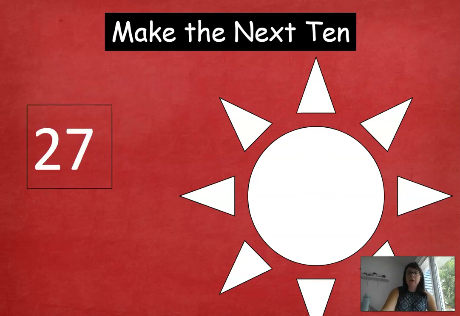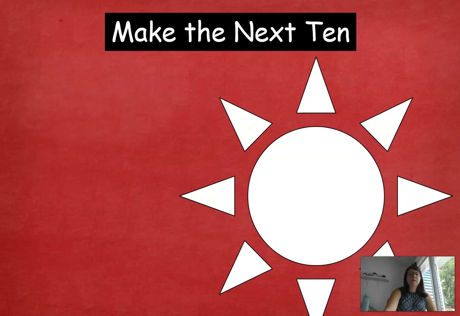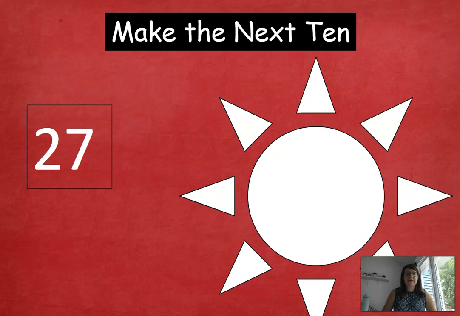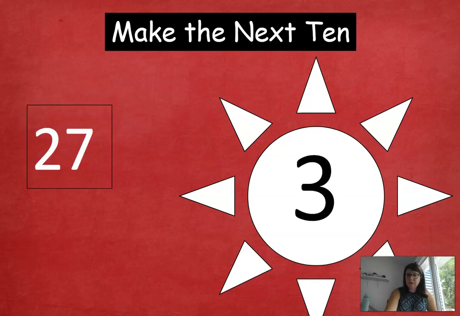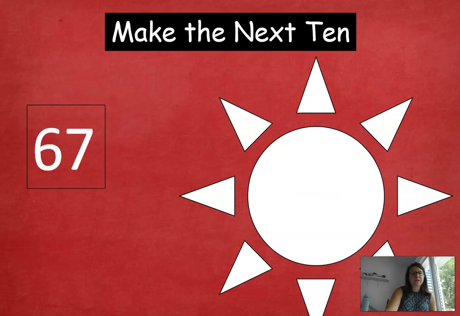3. Very good. All right, think about this problem when you do this one. 27. How many more do we need to get to 10? Remember, you're going to scoop up, count to the higher 10. 3. So 27 and 7, you both need 3. Keep that in your brain. All right, let's try the next one.